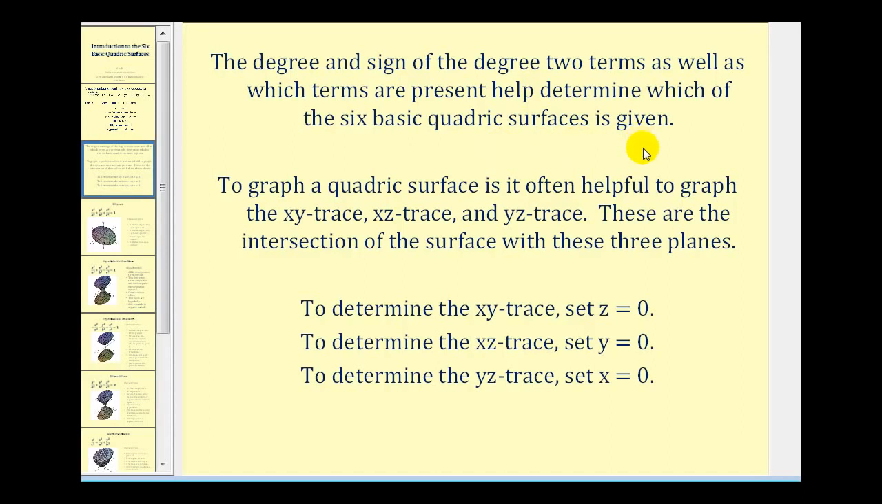The degree and sign of the terms, as well as which terms are present, determine which of the 6 quadric surfaces is given. When it comes to graphing a quadric surface, it's often helpful to graph the xy, xz, and yz traces. These are the intersections of the surface with the 3 planes in the xyz coordinate system. To determine the xy trace, we'll set z equal to 0. To determine the xz trace, we'll set y equal to 0. And to determine the yz trace, we'll set x equal to 0. We'll take a look at this in much more detail in the next several videos.